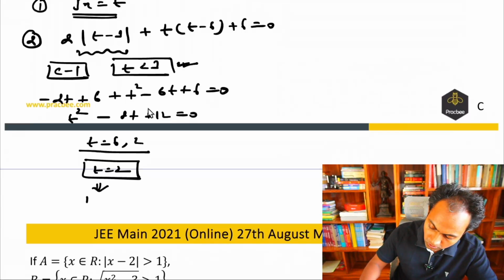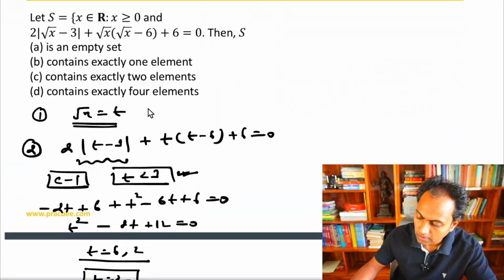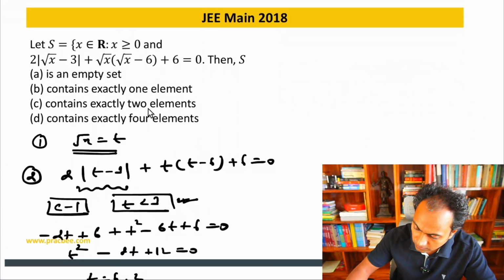Corresponding to this, root x will be equal to 2. X comes out to be 4. So this is one solution. Another solution we can get from case 2.